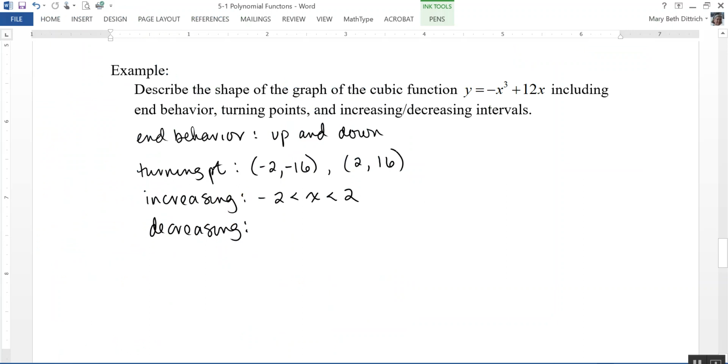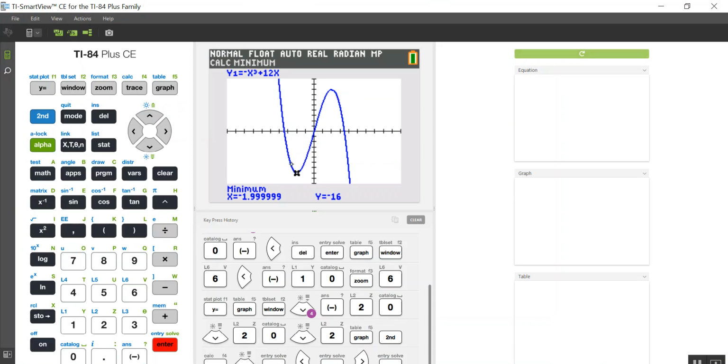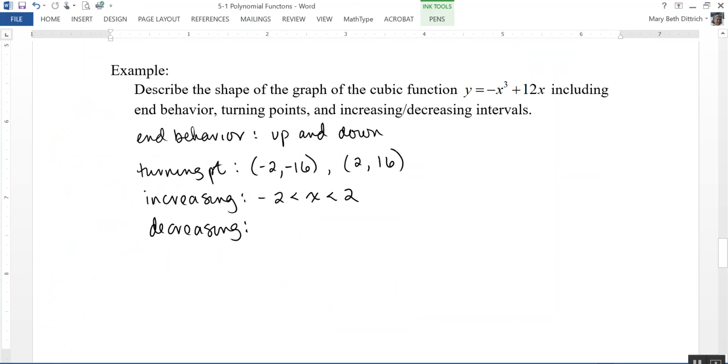And then it would be decreasing on this interval here where x is less than negative 2, and decreasing on this interval here where x is greater than 2. Decreasing where x is less than negative 2 and where x is greater than positive 2. Okay?